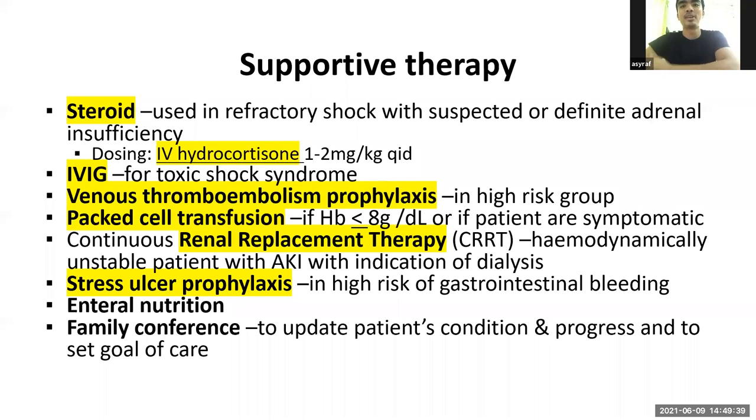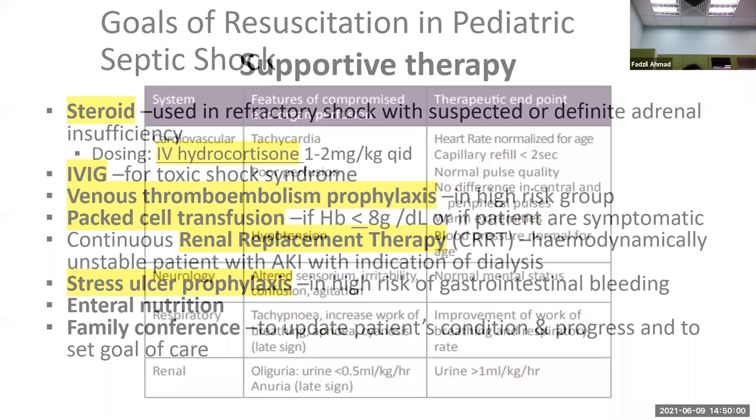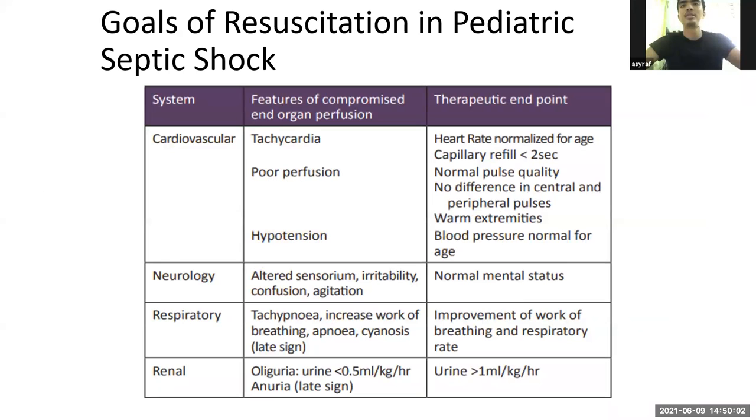So you can give steroid, IVIG, depending on the case, maybe given, maybe not given. Packed cell transfusion if the child is anemic, and family conference. Okay, this is the goal, so we have to make sure we achieve the goal.